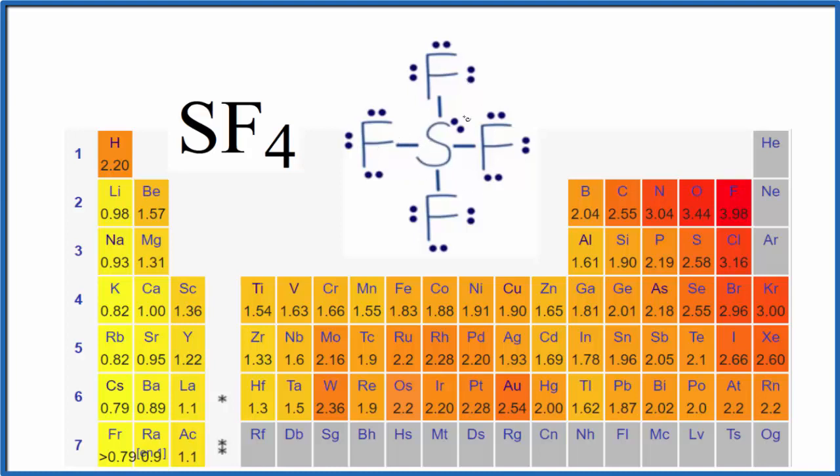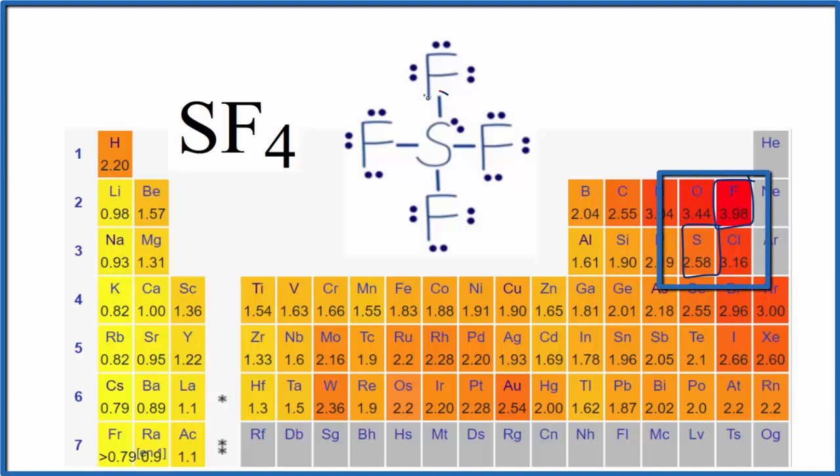Do note that we do have an expanded octet on the sulfur, more than 8 valence electrons, but that's okay. Sulfur can have more than 8. So with polarity, we're interested in how the electrons are shared in the bonds here, these chemical bonds between the sulfur and the fluorine atoms. We can see fluorine here is very electronegative, 3.98. Sulfur is 2.58. So there's a big difference in electronegativity.